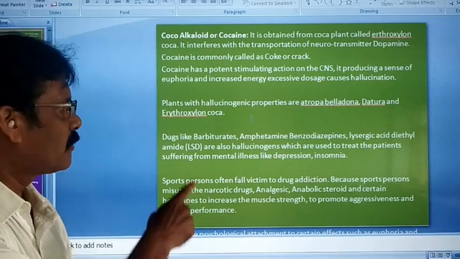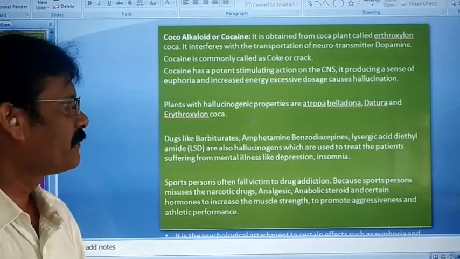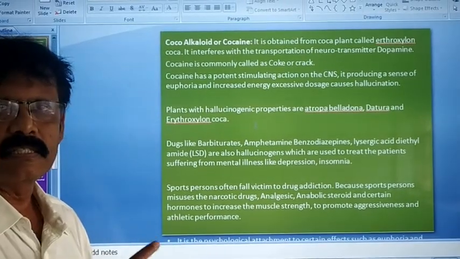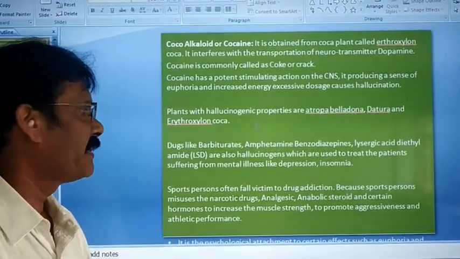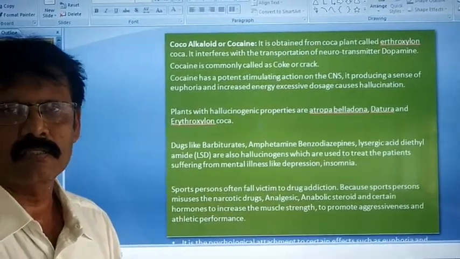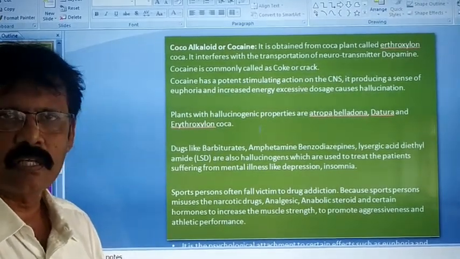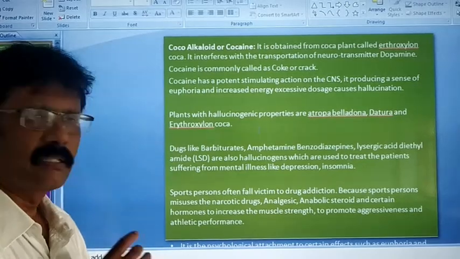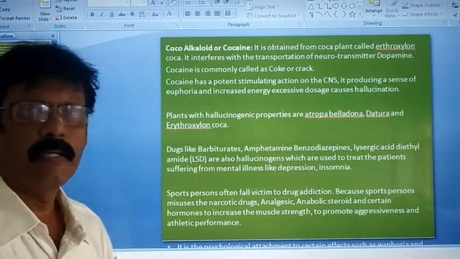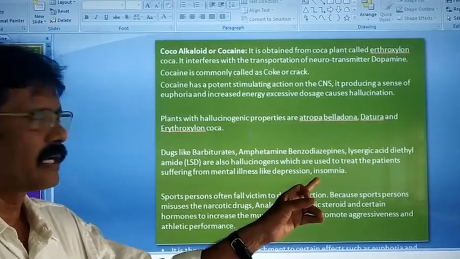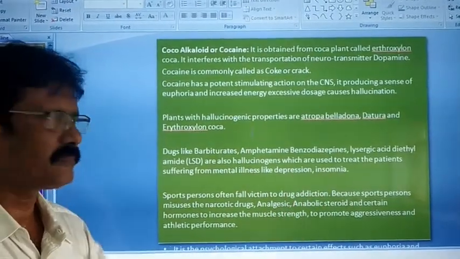Synthetic drugs like barbiturate, amphetamine, benzodiazepine, lysergic acid diethylamide are also called synthetic hallucinogens, which are used in the treatment of patients suffering from mental illness like depression and insomnia.